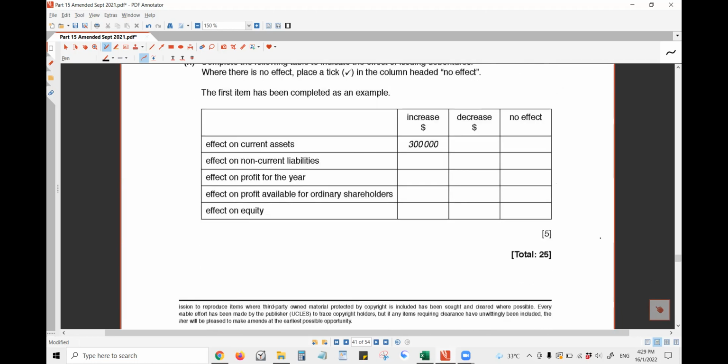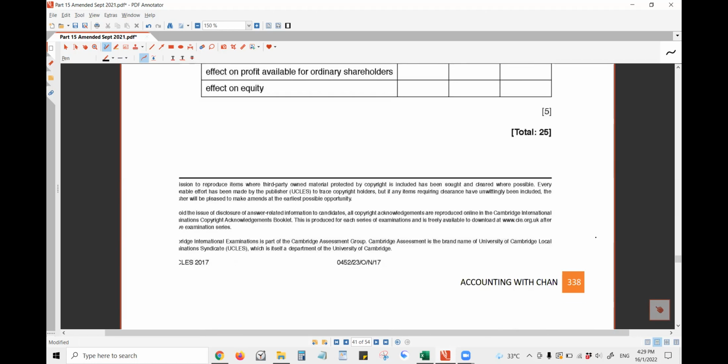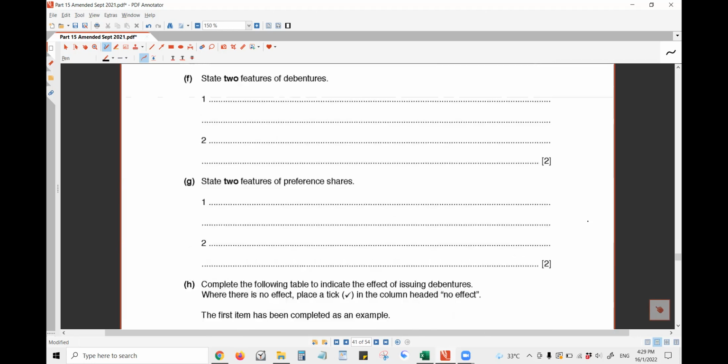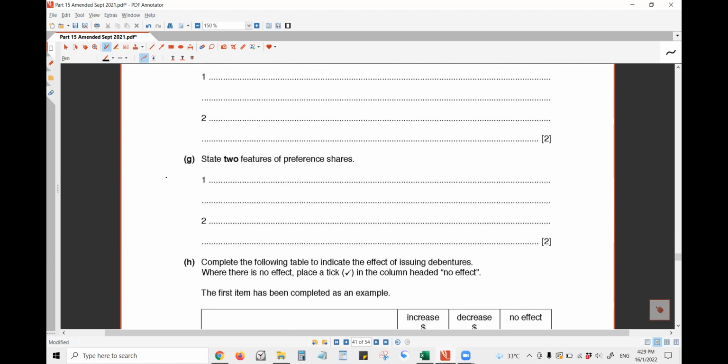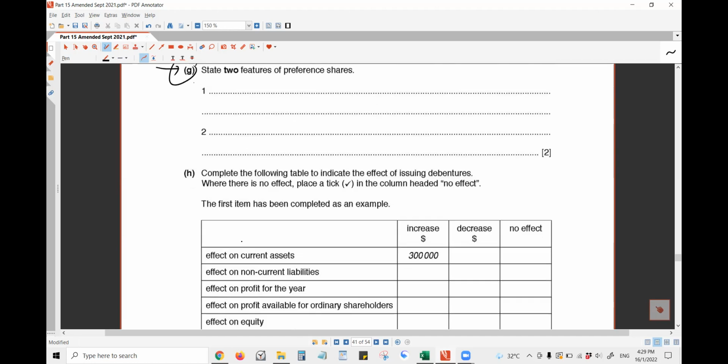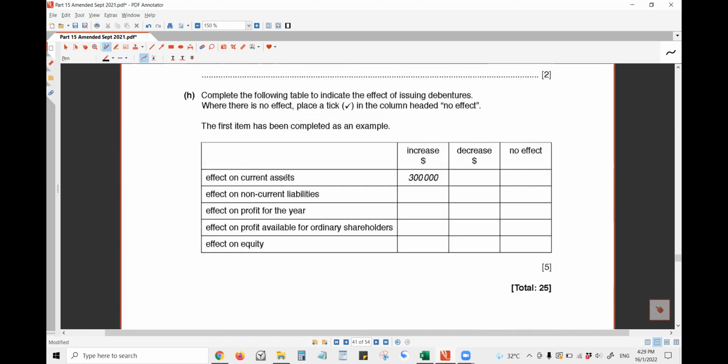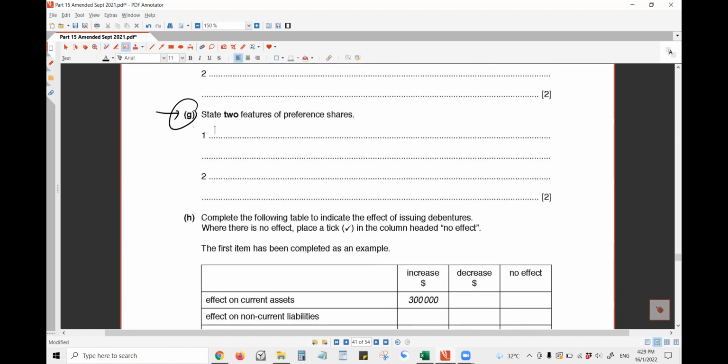Here, page number 338. Page number 338. Okay, two features of preference shares. But I think we did this question last week. Okay, but let's do it. It's very simple anyway. Okay, page 338. Let's write the answers together. It's just to recall what you wrote last week.